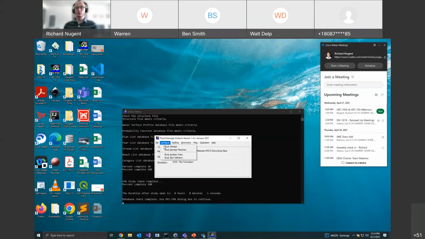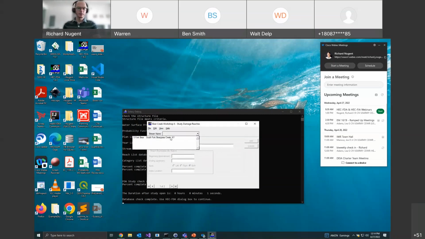Next, we configure the study. So we're going to enter the study streams. We enter the study damage reaches, and the study damage reaches are identified using a downstream river station, an upstream river station, and then an index location. The index location is going to be the location within a reach at which the flow frequency function was estimated. The stage discharge should reflect that location. And then the stage damage functions for each structure are aggregated to that location.